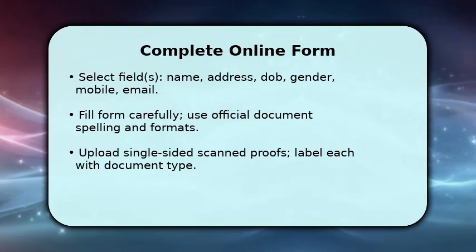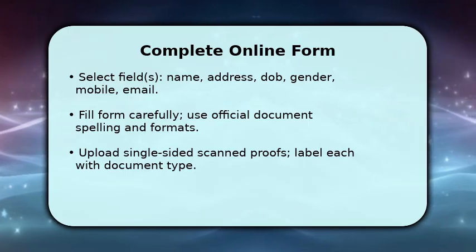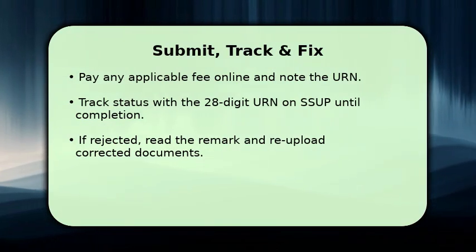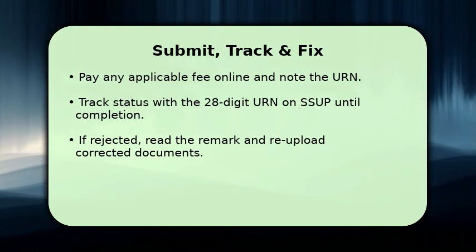You then digitally sign the request with the OTP, preview the summary, and submit the request for processing. Submit the request, pay the nominal fee if prompted, and note the URN shown. That 28-digit number is how you track progress.